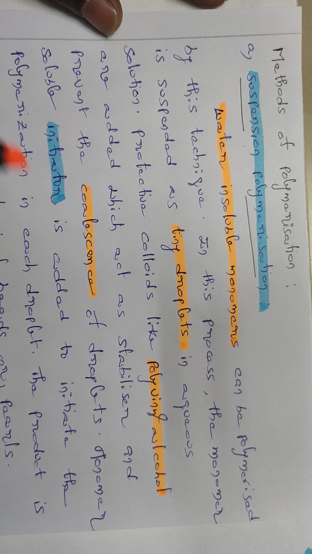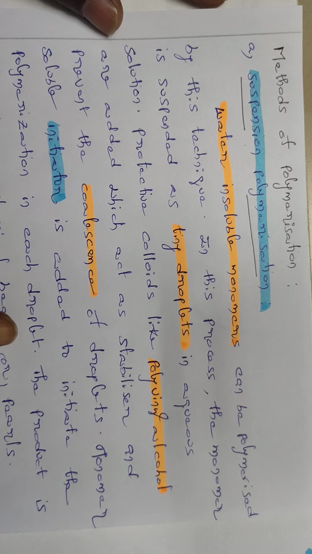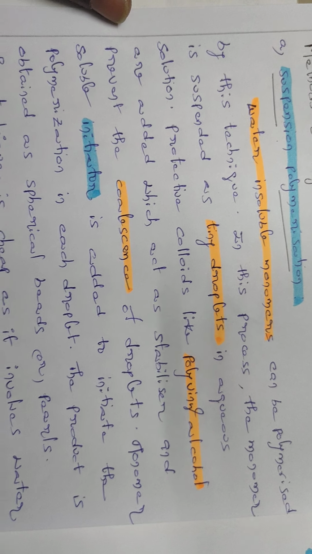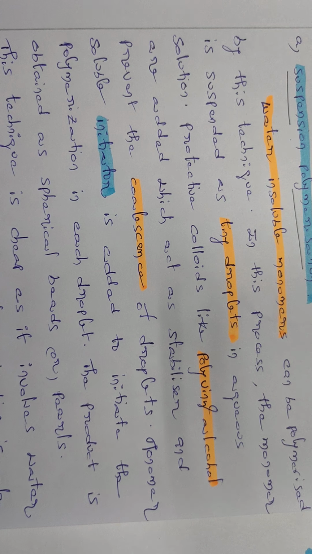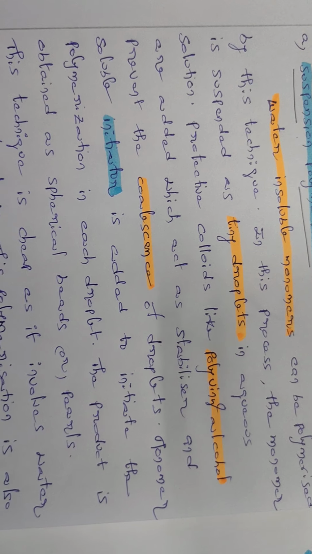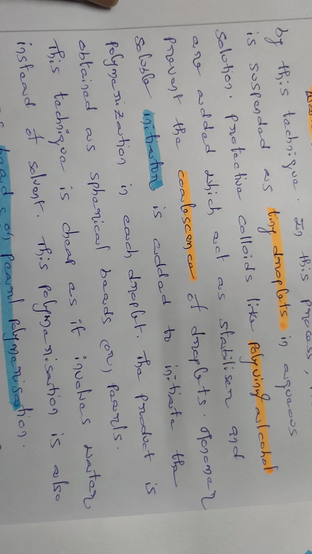Because of water insolubility, the monomers are suspended as tiny droplets in aqueous solution. To prevent the coagulation of all these tiny droplets, we should add some stabilizer. Here the stabilizer is polyvinyl alcohol, which prevents the coagulation of the droplets.